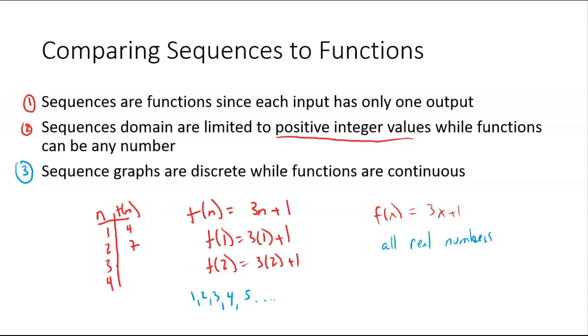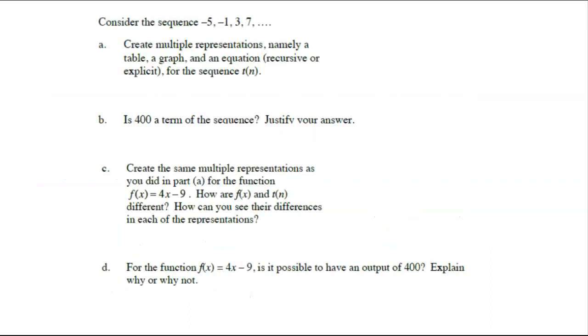So we're going to walk through a problem that talks about the differences between sequences and functions. So here's our problem. Let's consider the sequence -5, -1, 3, and 7. We want to create some multiple representations. So if you can, pause the video and try to make a table, connect that table to a graph, and then come up with an equation. Again, it could be recursive or explicit. You can try both. I'll put both up there. So go ahead, pause the video now.